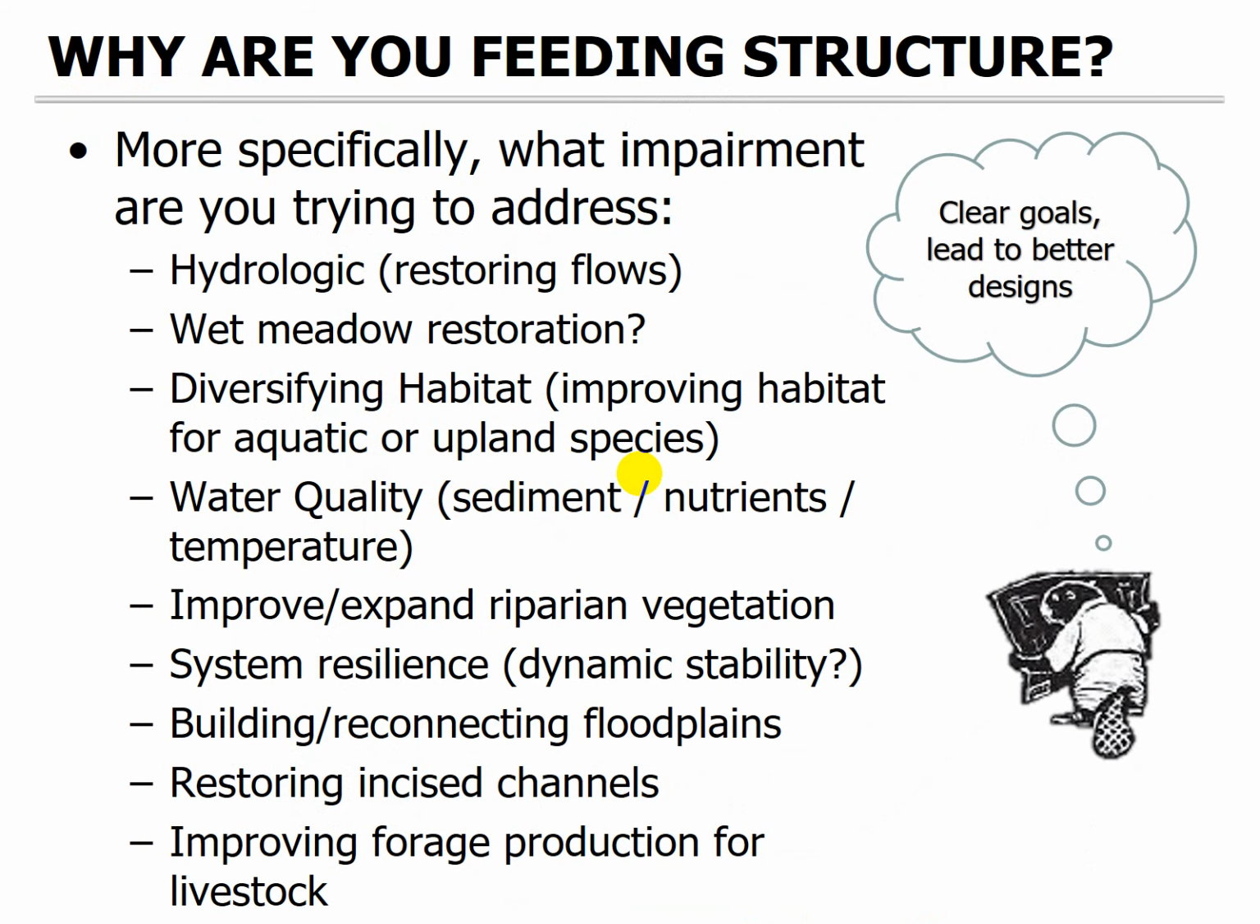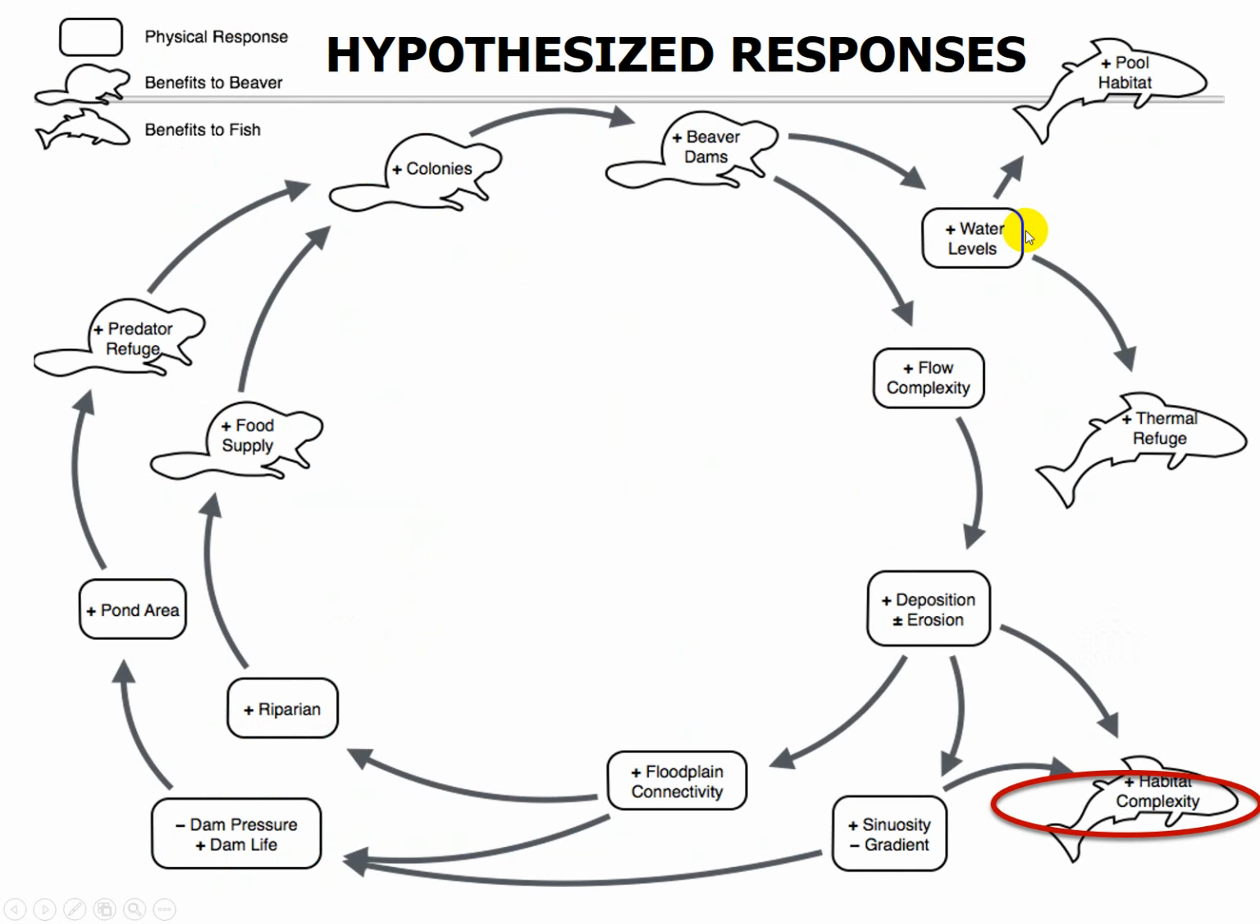A lot of this starts with that clear identification of objectives. Why are you feeding the system structure? If we're working off this structural starvation hypothesis, what's the impairment that you're trying to address? Here's sort of a laundry list of things that we talked about. Clear goals will lead to better designs.